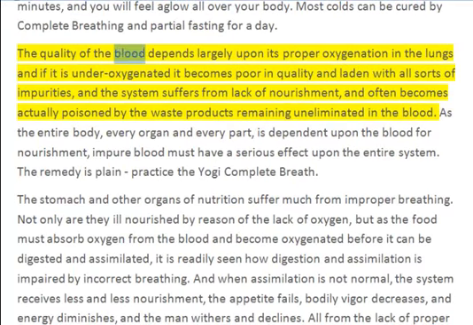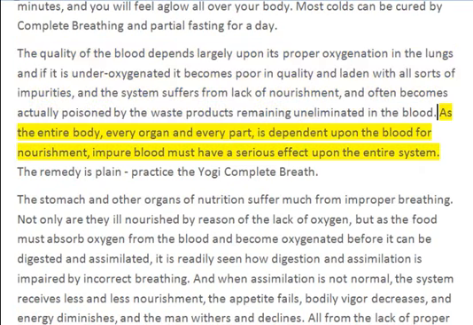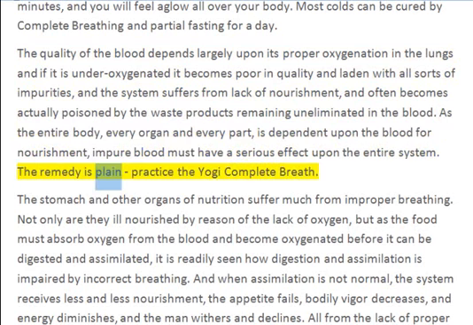The quality of the blood depends largely upon its proper oxygenation in the lungs, and if it is under-oxygenated it becomes poor in quality, and laden with all sorts of impurities, and the system suffers from lack of nourishment, and often becomes actually poisoned by the waste products remaining uneliminated in the blood. As the entire body, every organ and every part, is dependent upon the blood for nourishment, impure blood must have a serious effect upon the entire system. The remedy is plain: practice the Yogi complete breath.